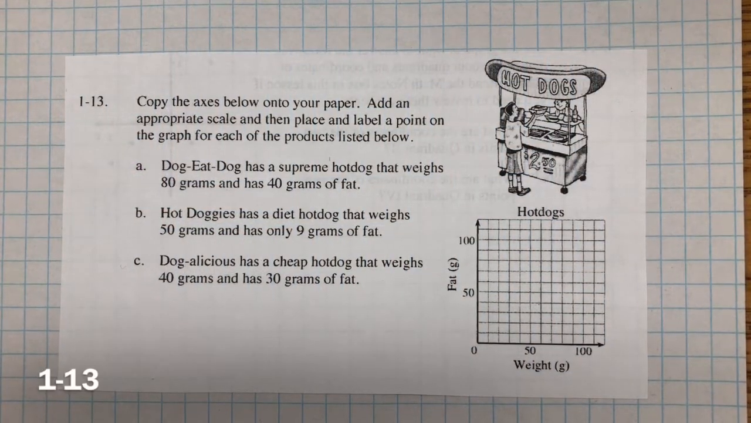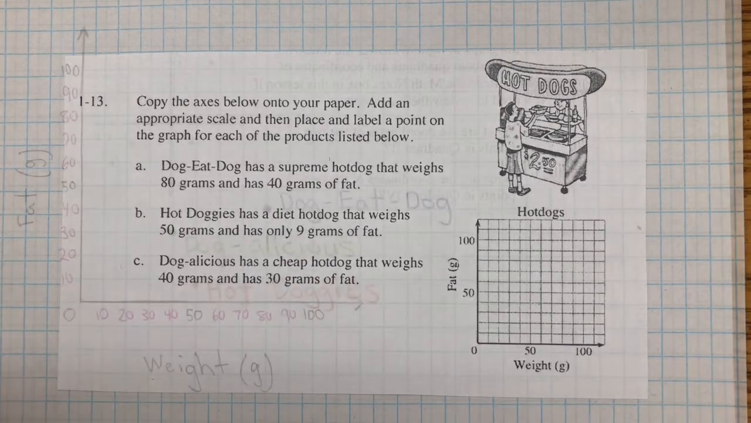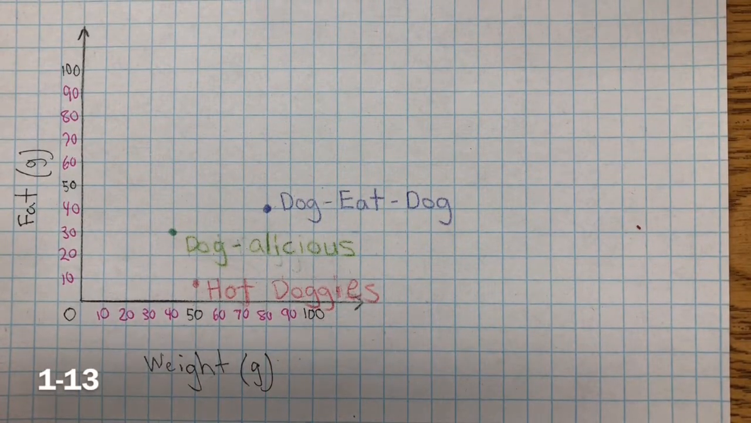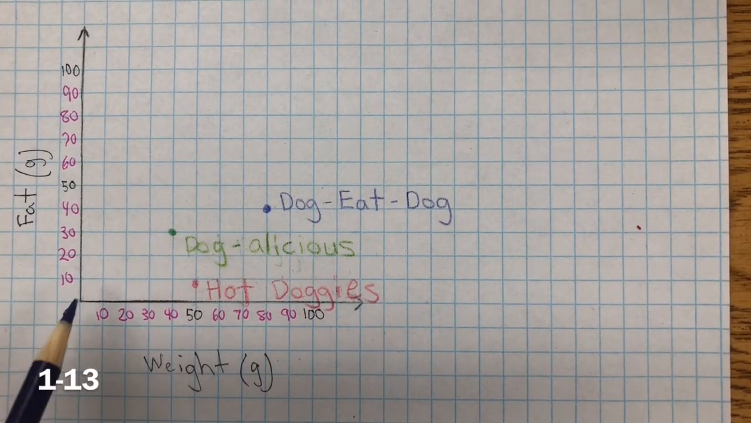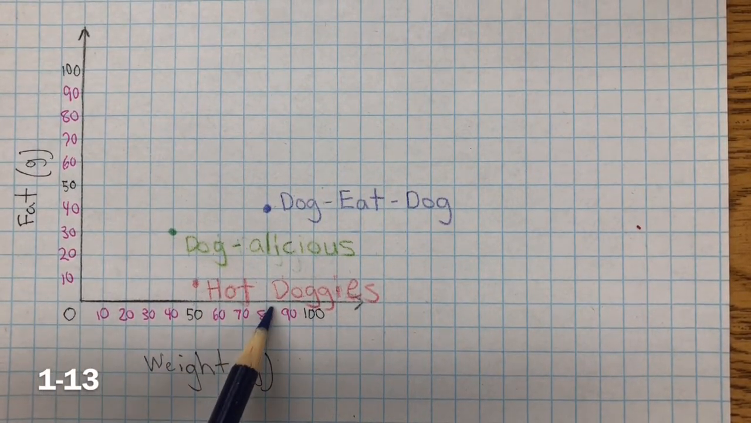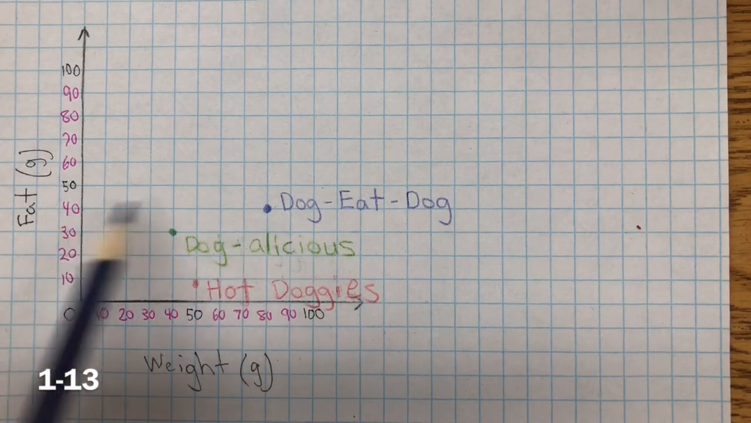For 113, you need to copy the axes below onto your paper, add an appropriate scale, and then place and label a point on the graph for each of the products listed below. A, Dog Eat Dog has a supreme hot dog that weighs 80 grams and has 40 grams of fat.